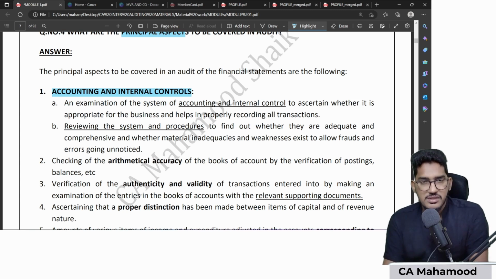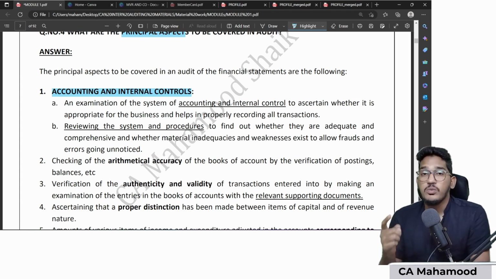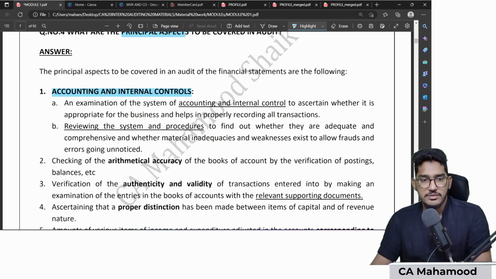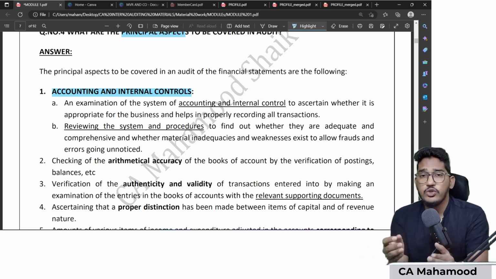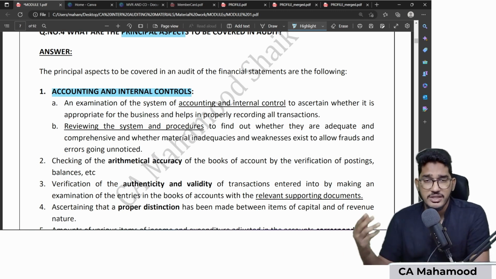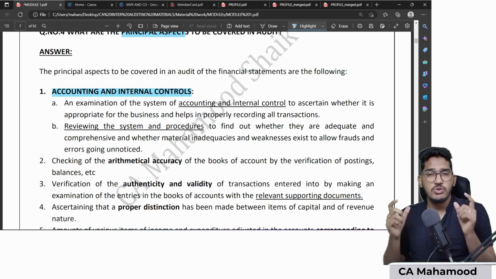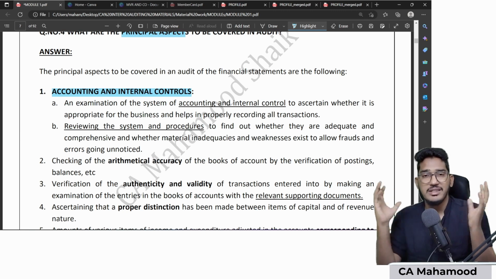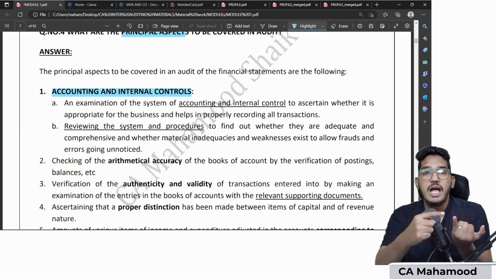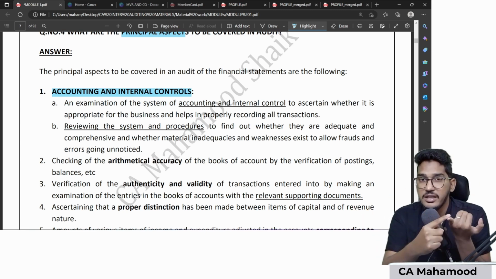Internal control system means any policy or procedure which is designed by management to prevent mistakes from happening in the organization. What do you mean by internal control? Those policies and procedures which are implemented by the management to prevent a mistake from happening in the organization, that we call what? Internal control. Like for example, the management has installed CCTV cameras covering the entire premises of the organization. Installation of that CCTV camera is an internal control.